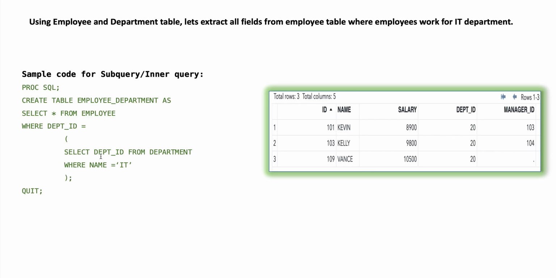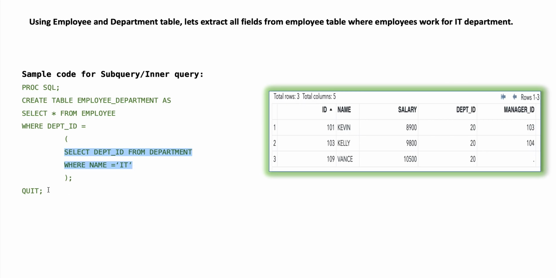Here, select department ID from department where name = 'IT'. This part of the code is called a subquery, inner query or nested query, because this query is used inside a main query and it also executes first. After that, the result of this query is used to execute the outer query. That's why this part of the code is called the inner query.